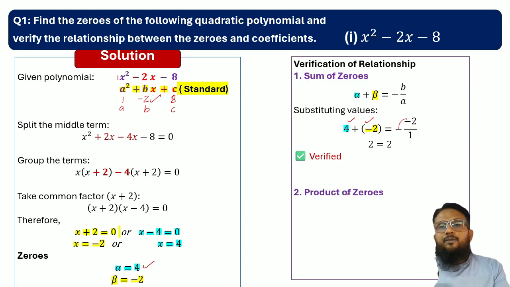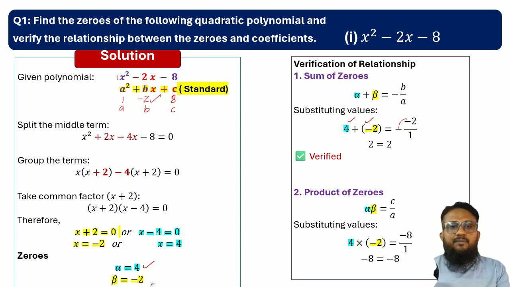The next step is the product of zeros. Very simple, students. That is the formula. You apply the formula: alpha multiplied by beta is equal to c divided by a. Alpha is 4 and beta is minus 2. So 4 times minus 2 is equal to minus 8.